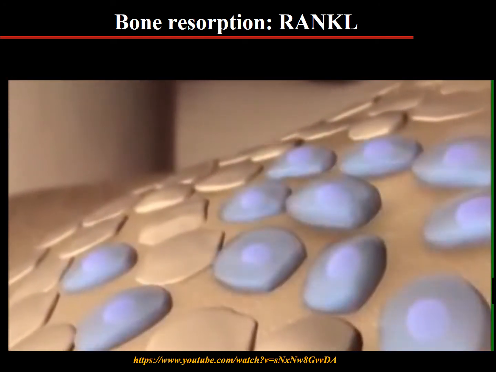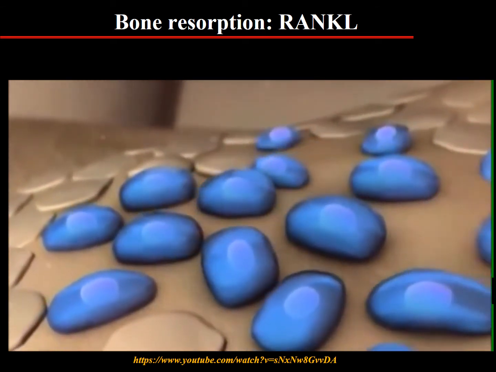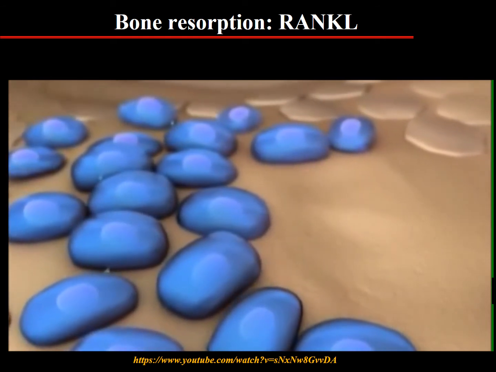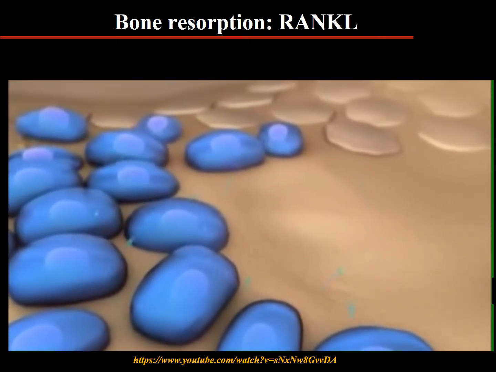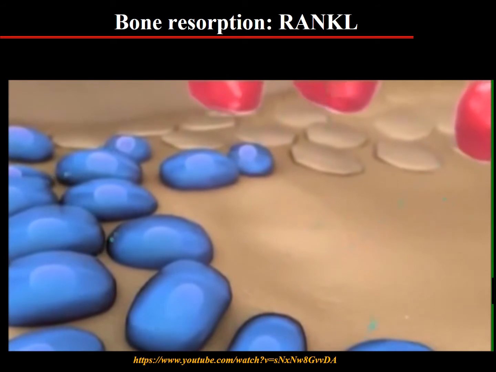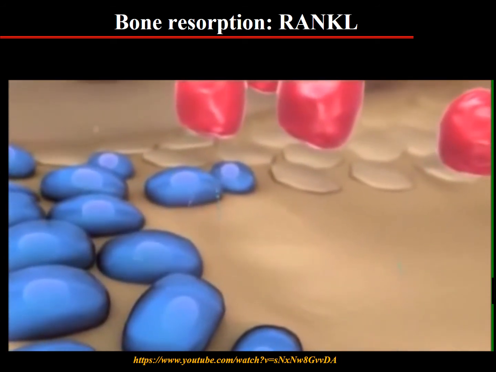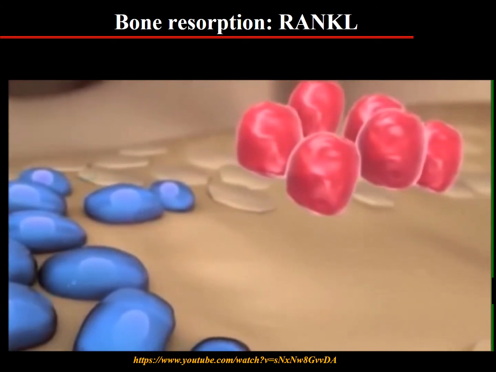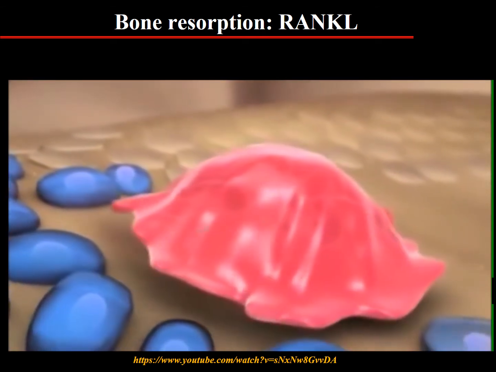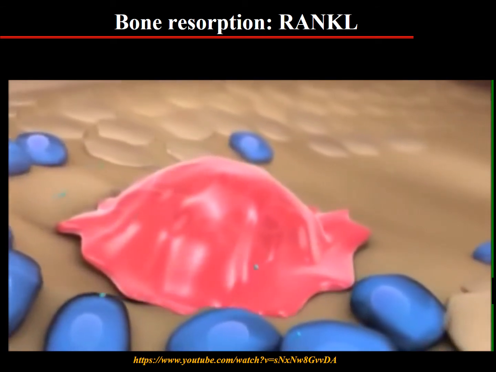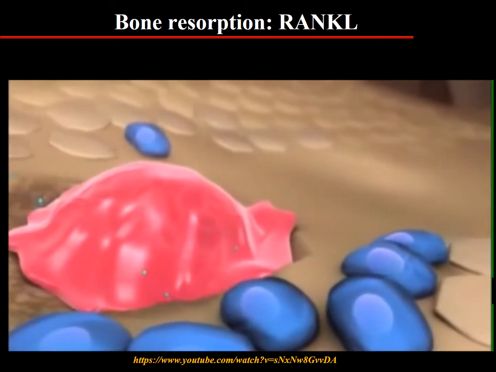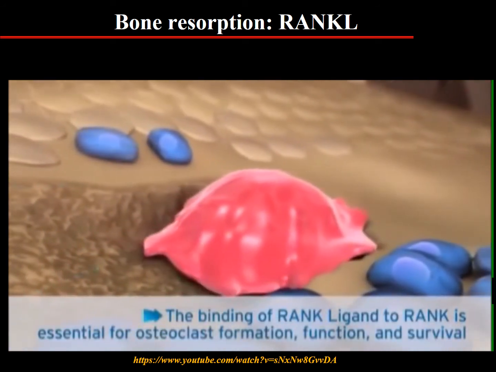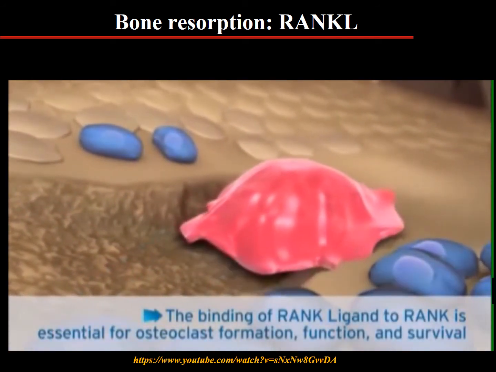At the initiation of bone remodeling, lining cells move apart to expose the bone surface, become osteoblasts, and begin expressing RANK ligand. RANK ligand binds to RANK on osteoclast precursors, which initiates cell fusion and the formation of mature multinucleated osteoclasts. RANK ligand continues to bind to RANK on mature osteoclasts. The binding of RANK ligand to RANK is essential for osteoclast formation, function, and survival.